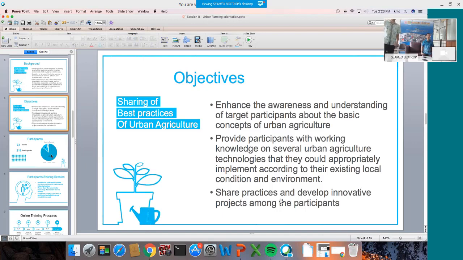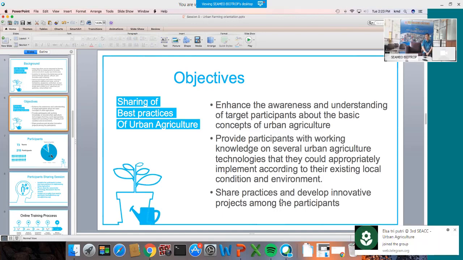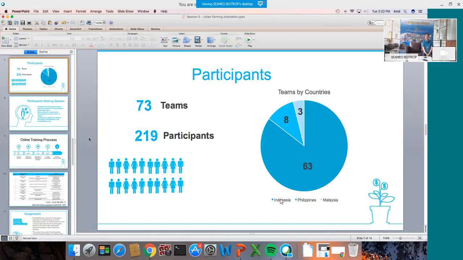I'm happy to know that there are now 73 teams participating, composed of around 219 individuals. We are very happy to know that there are participants from Indonesia, the Philippines, and Malaysia. The majority comes from Indonesia, but there are 8 teams coming from the Philippines and also 3 teams coming from Malaysia.